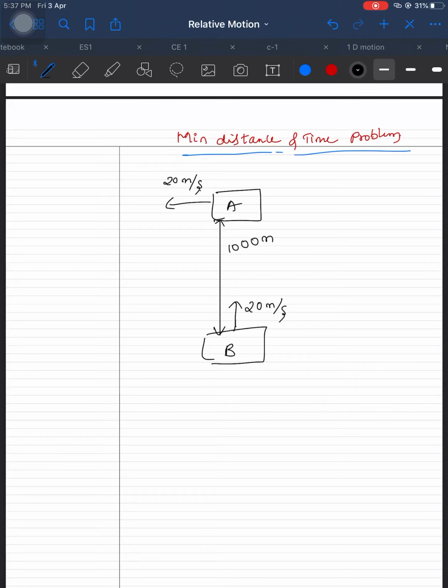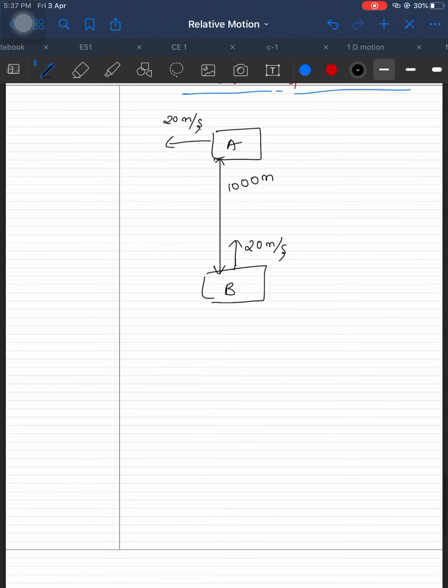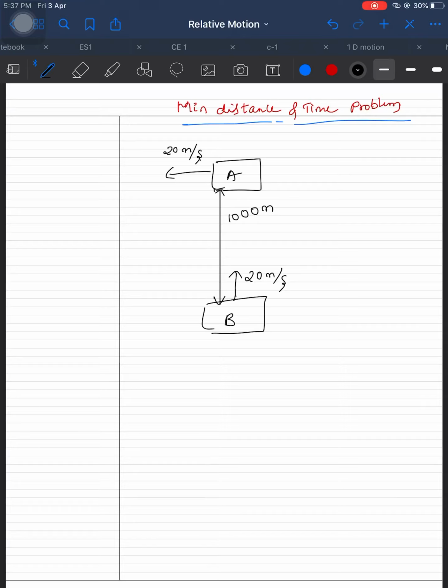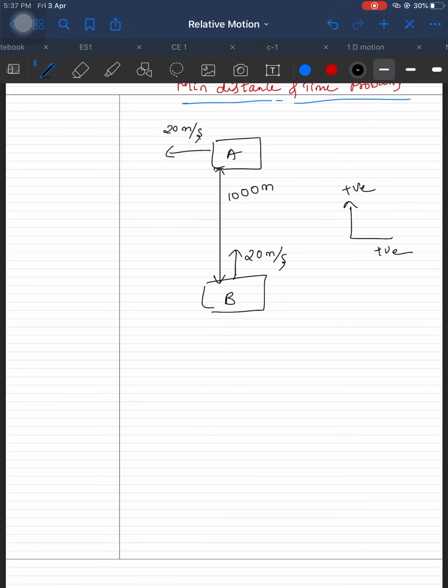Now the question here is, what is the minimum distance between the two moving bodies and how much time does it take to reach the minimum distance? Okay, listen to this question carefully. Whenever these two bodies are moving, it comes under the relative motion part. They are moving with constant velocities, and these are positive signs.